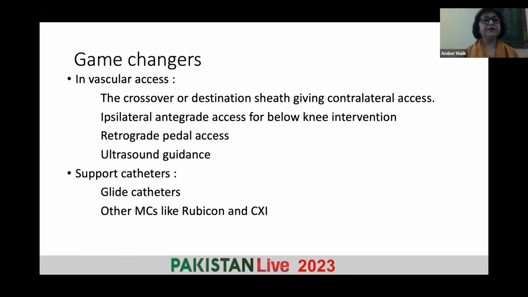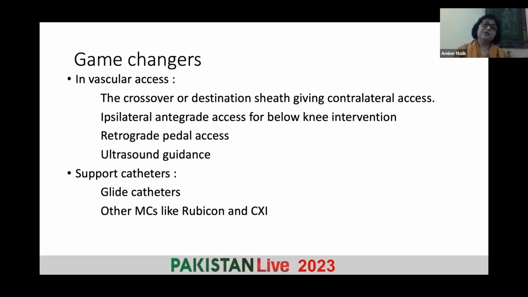Then we used ipsilateral antegrade access for below knee intervention, because we do not have these very long catheters. So we have to work accordingly. And ipsilateral antegrade access actually gave us good use of the SFA. And then you could deal with distal SFA, pop, and the rest of the tibial tree down below the knee.